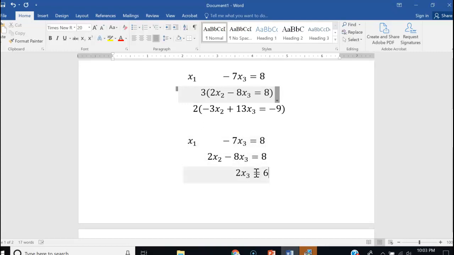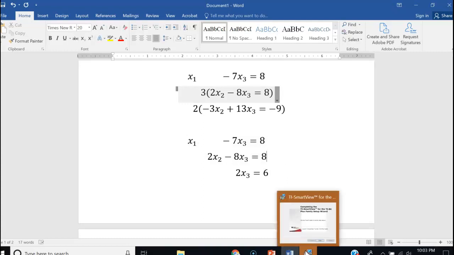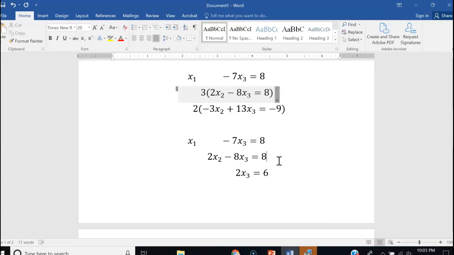I'm going to eliminate this x3 using this third equation. Now, it's kind of nicer to deal with ones, so what I'm going to do right now is, well, my cursor's jumping so much. Sorry. Instead of having 2x2 minus 8x3 equals 8, I'm going to divide everything by 2, so I get 1 here. And instead of 2x3 equals 6, I'm going to divide both sides by 2.